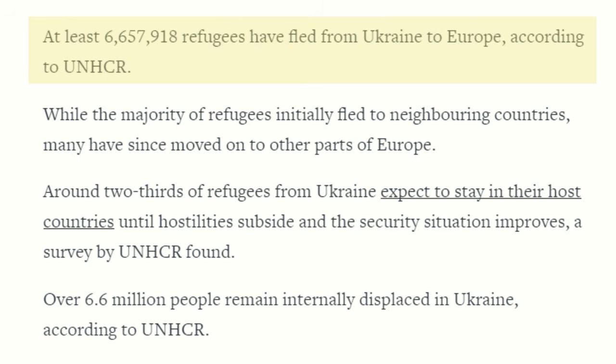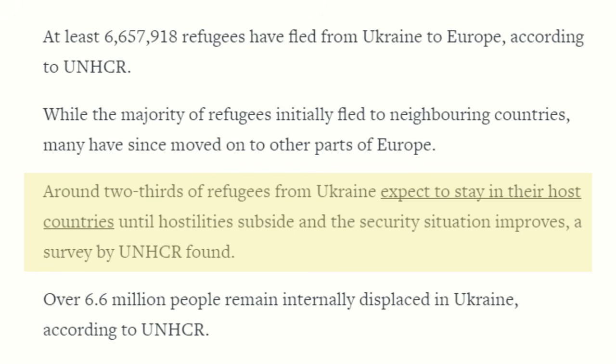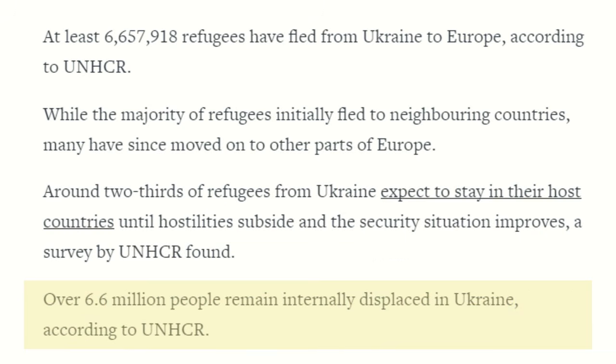The United Nations have stated that more than 6.65 million refugees have fled Ukraine to Europe. The majority of those refugees initially fled to neighbouring countries, but many have since moved on within Europe. Around 2/3 of the refugees expect to stay in their host countries until hostilities subside and the security situation improves. In addition to the 6.65 million who've left the country, over 6.6 million remain internally displaced in Ukraine. So these are people who've moved from one region to another because it seemed to be relatively safe compared to the region that they were originally living in.